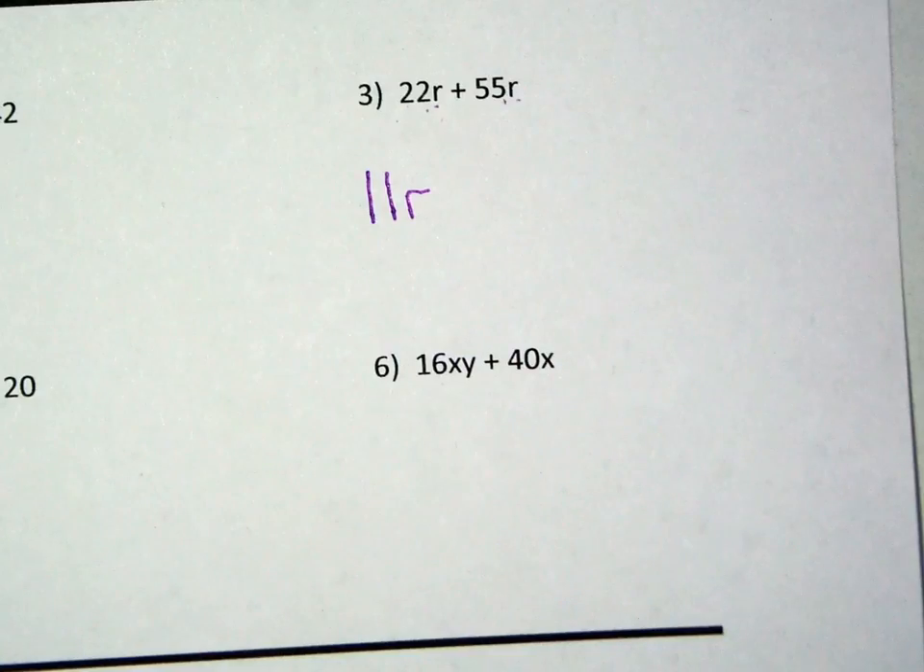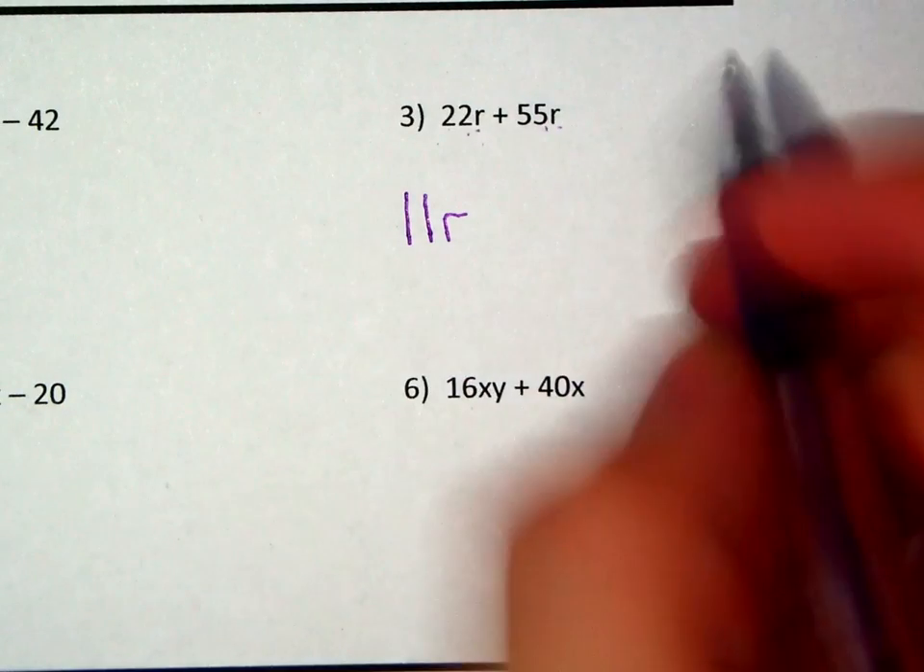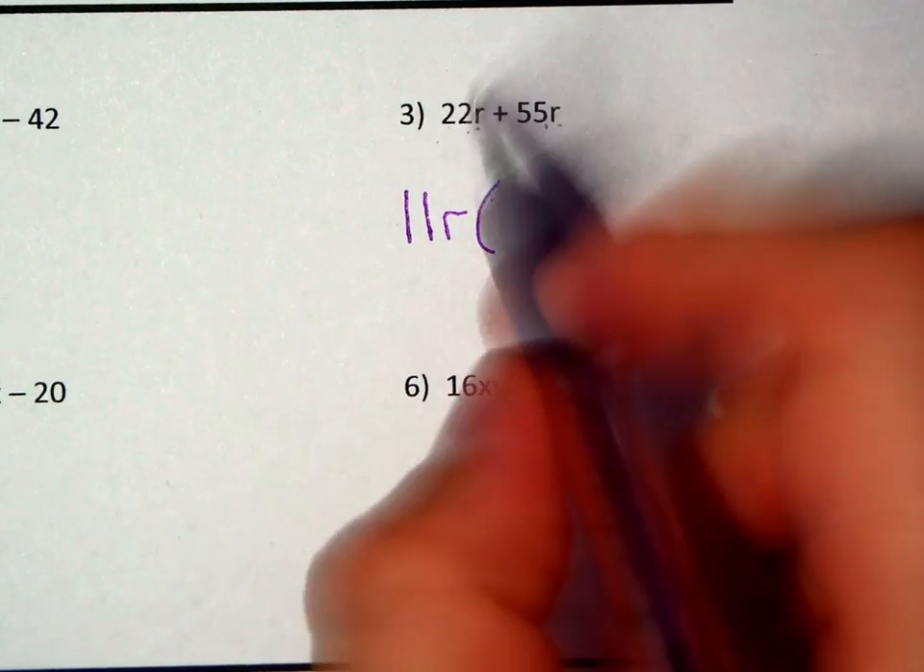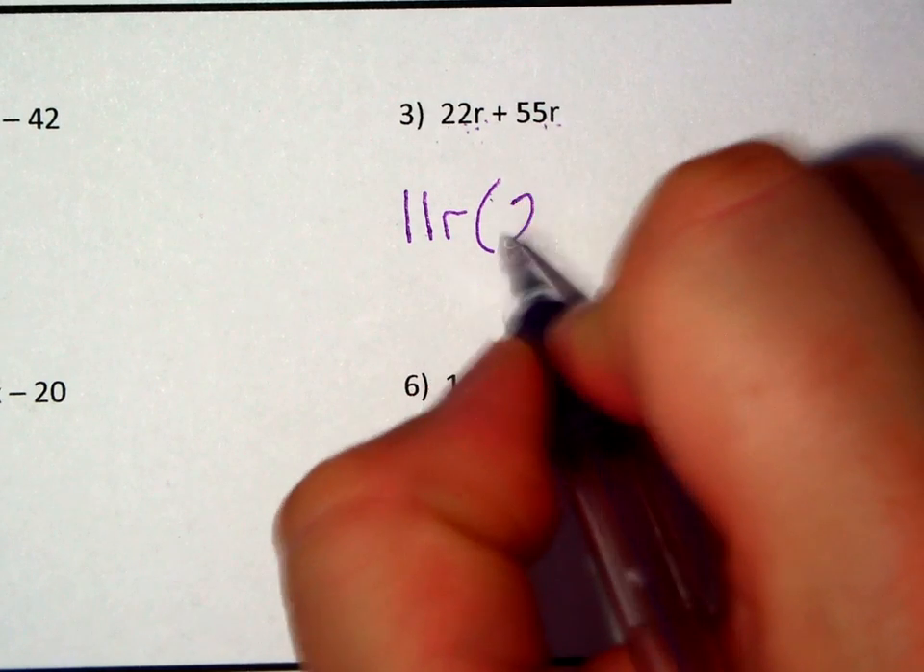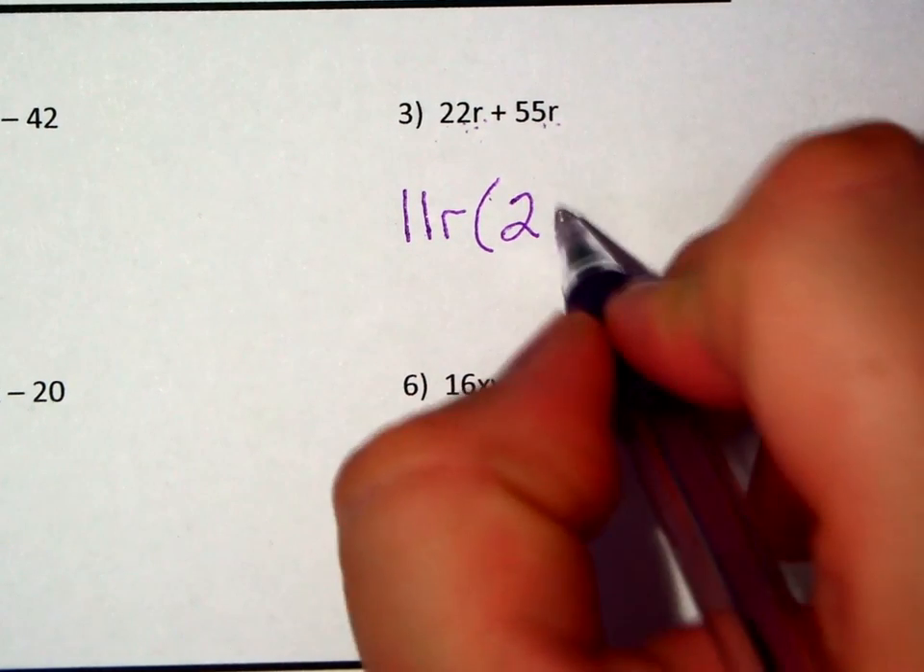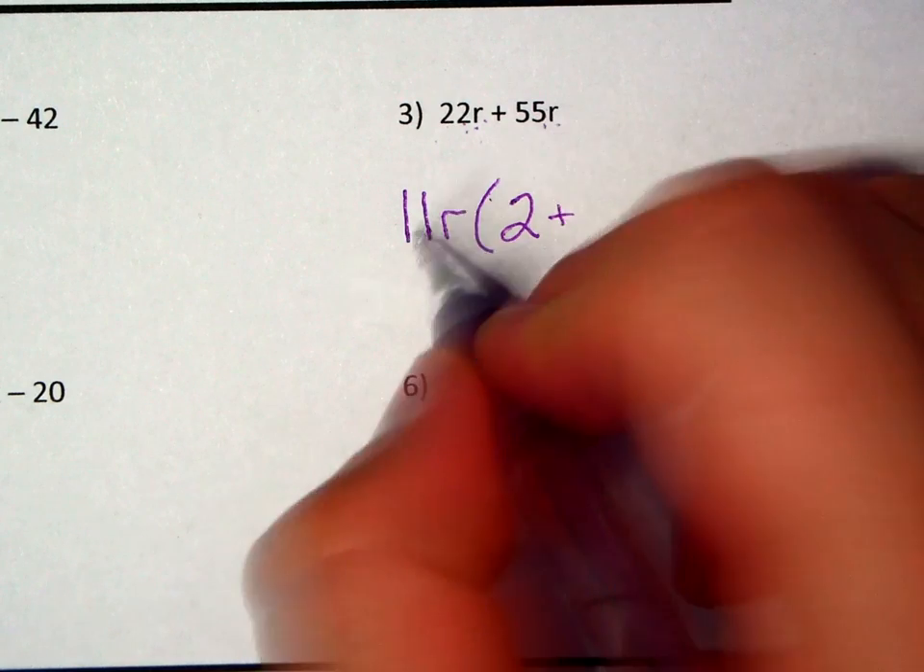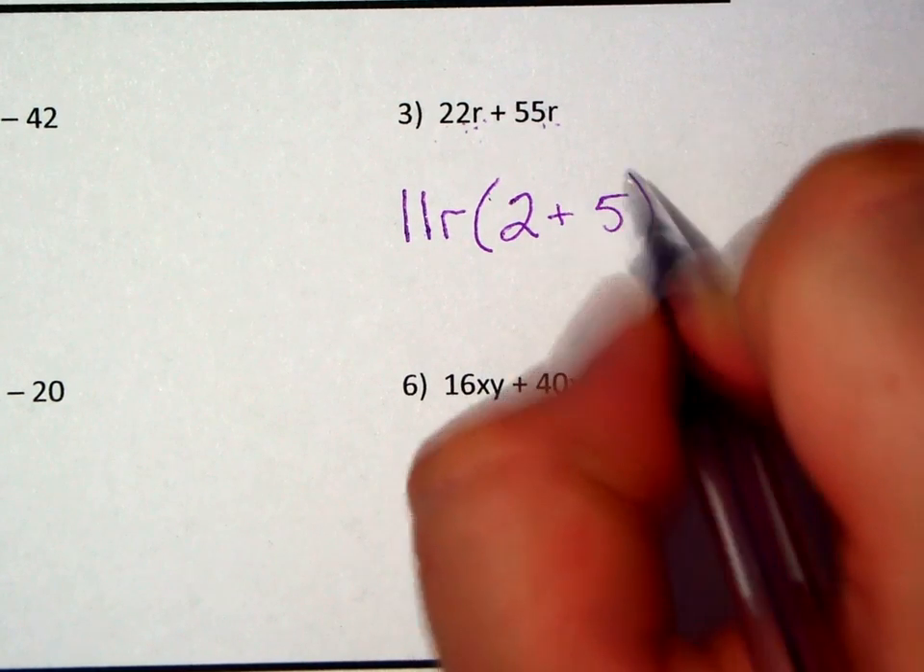And if we were to go ahead and just factor out this entire expression, we would end up with 22r divided by 11r is 2. Plus 55r divided by 11r is 5.